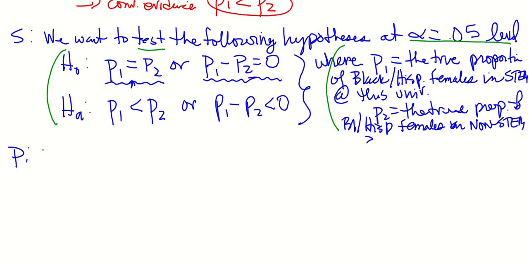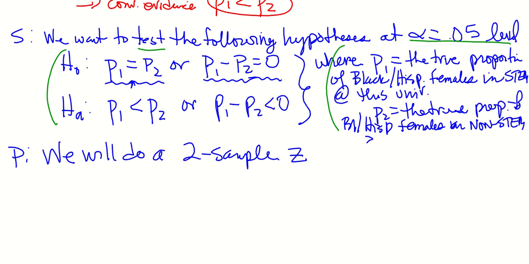Welcome back. All right, so here's our plan. In order to test those hypotheses, we will do a 2-sample, right, with proportions. We do z-tests, so a 2-sample z-test for P1 minus P2 for the difference between our proportions, if our conditions are met.